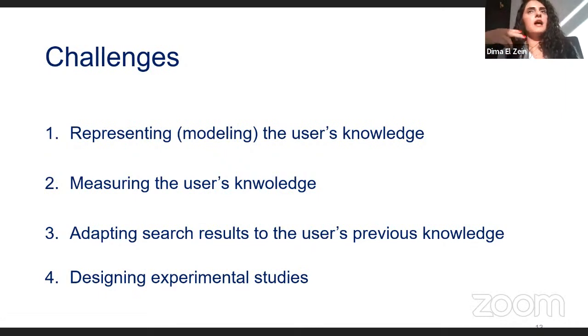Second is how to measure that: he has knowledge, he went through the internet and read some documents. Now, how do I know if he learned, yes or no? Third, now that the search system is aware of the user's knowledge, how should I adapt it? How should I personalize the results to all the information I have about the user? And fourth, the most important thing for researchers, is the design of experimental studies.